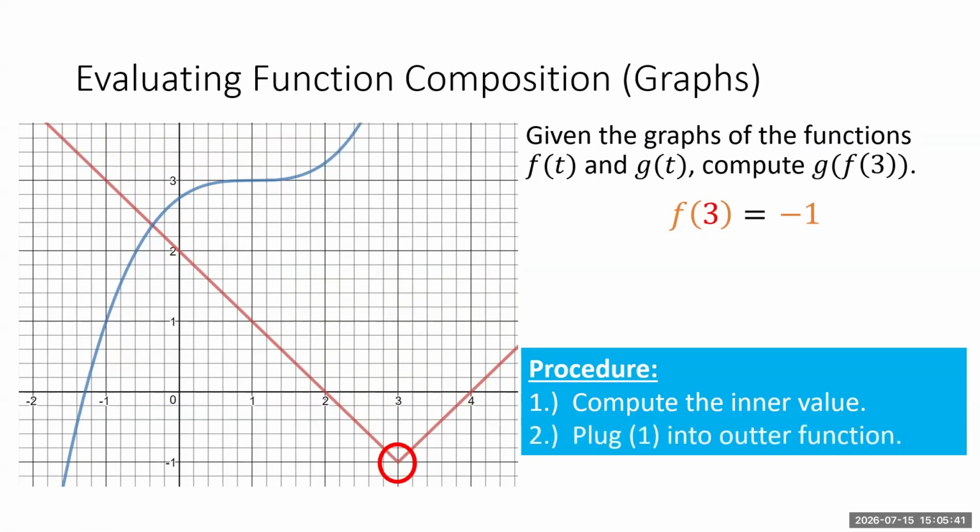The second step of our procedure is to plug the result from 1 into our outer function. In this case, our outer function is g, which is the blue line. So now we're going to compute g(f(3)). We know that f(3) is -1. So now we are going to find the y value for the corresponding x value on the graph g, which is the blue line, with -1 as the x value. So we draw a vertical line at x equals -1, and we see that we intersect the blue line with a y value of 1. Thus, we have that g(f(3)) is 1.